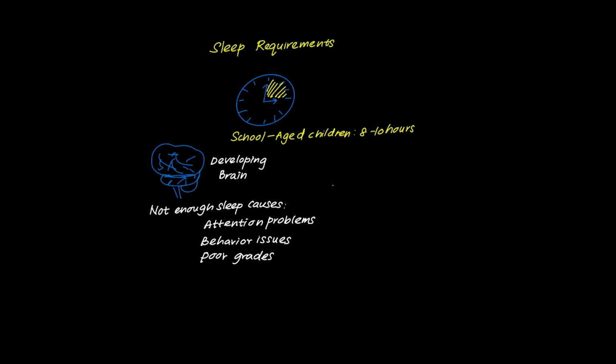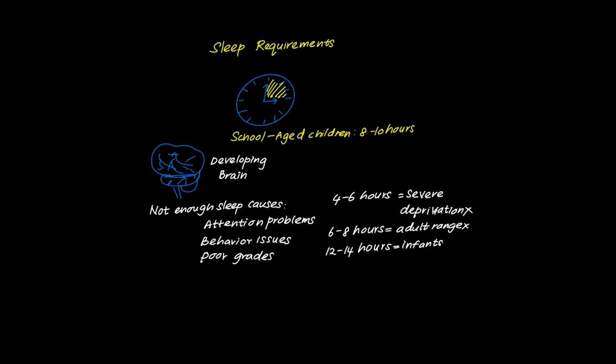for ADHD. 4 to 6 hours would leave anyone severely sleep deprived. 6 to 8 is the adult recommendation, not for developing minds. 12 to 14 hours is appropriate for infants and toddlers, not school-aged children. The sweet spot for kids in school through adolescence is 8 to 10 hours every night.